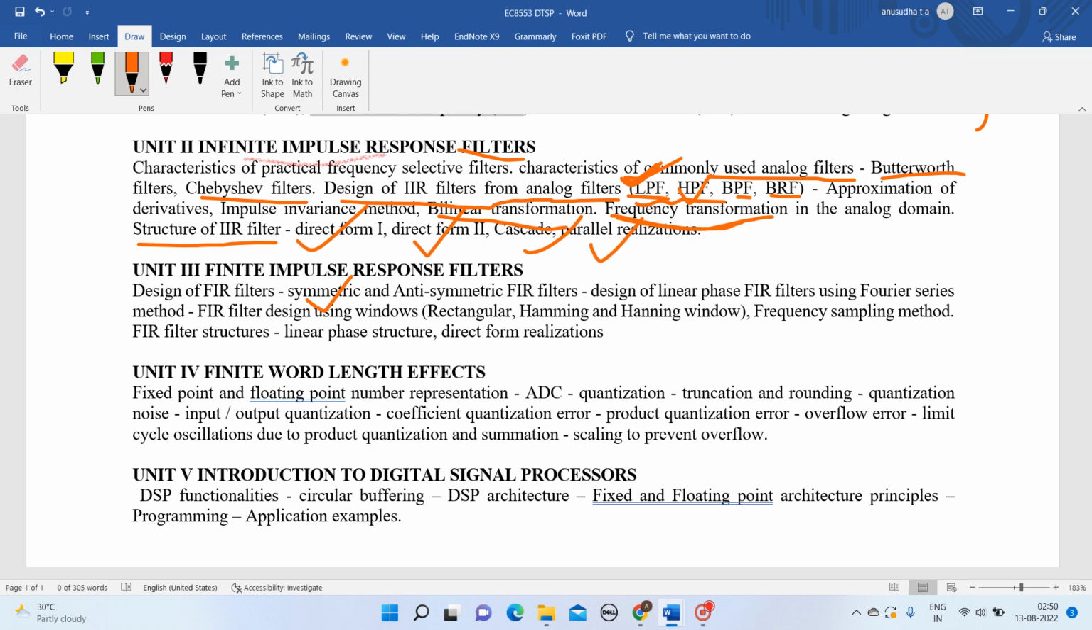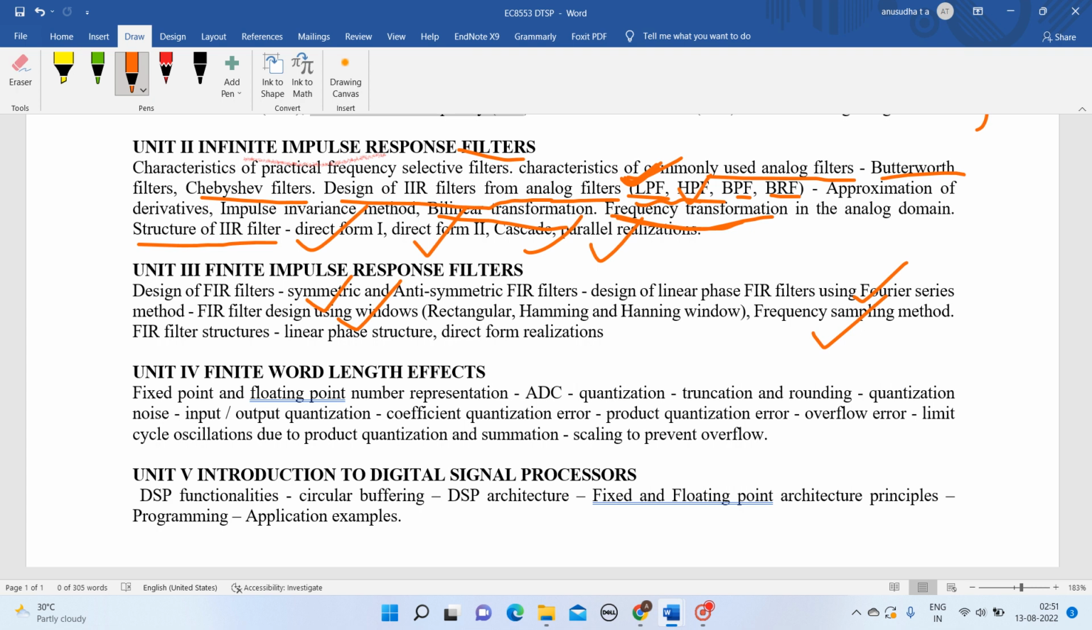We have different methods to design the symmetric FIR filters, such as the Fourier series method, the windowing method, and the frequency sampling method. The Fourier series method is important, the windowing method is also important, and the frequency sampling method is also important from the exam point of view. You might get questions from the Fourier series method, windowing method, or frequency sampling method.